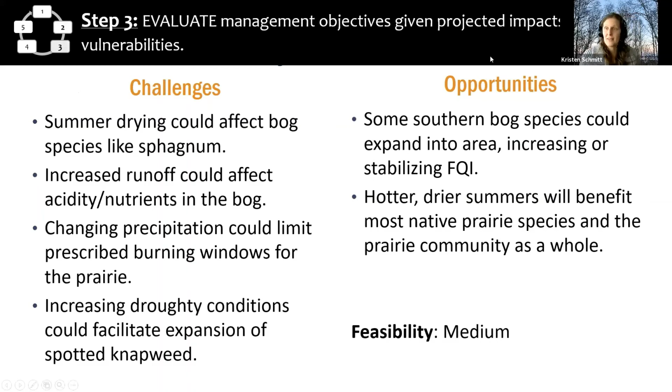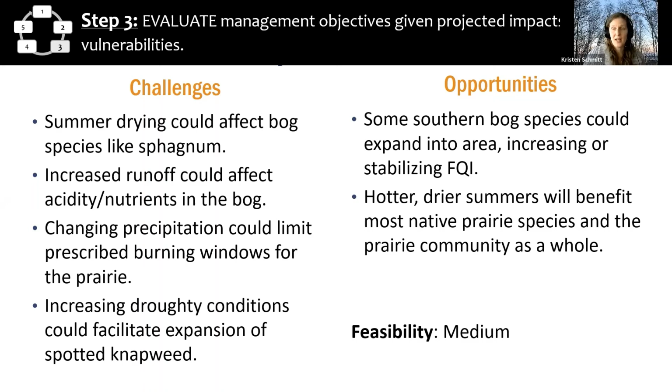That's step 3. They really brought this back around to their management goals and objectives. As you recall, most of their management goals were focused around maintaining this native plant diversity, right? So they were looking at potential climate-related challenges to that. Again, the summer drying that they were worried about, they knew that could directly affect certain species like sphagnum in the bog areas, reducing bog plant diversity in that respect.